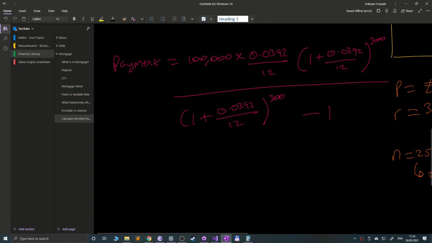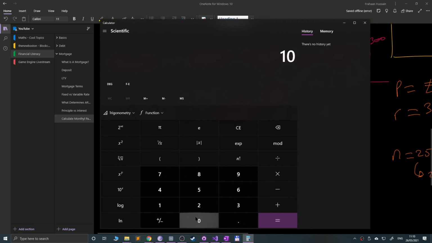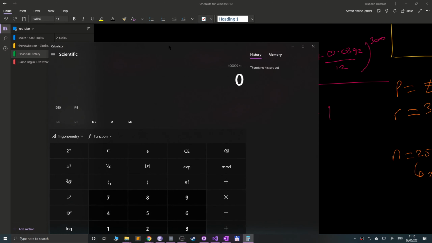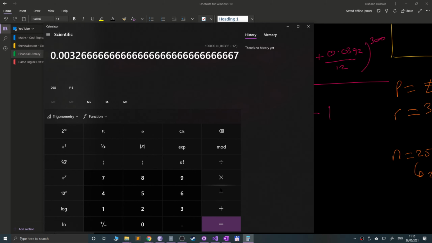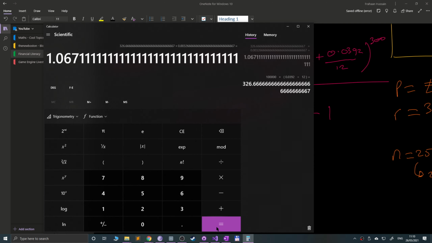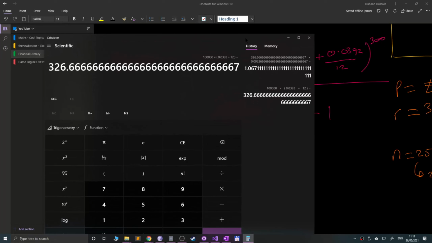Okay, so we can basically start putting that into a calculator. Let's just do this part here first. So what we're going to say is 100,000 times 0.0392, divided by 12, and close bracket. Yes. Okay. So that's 300.